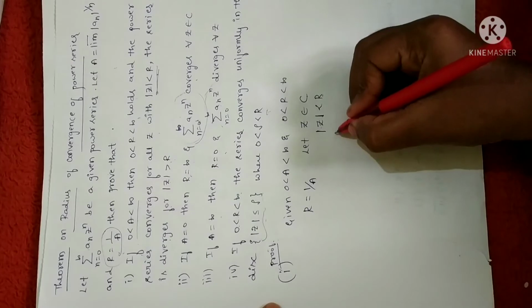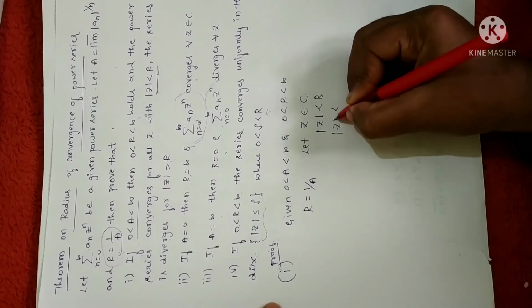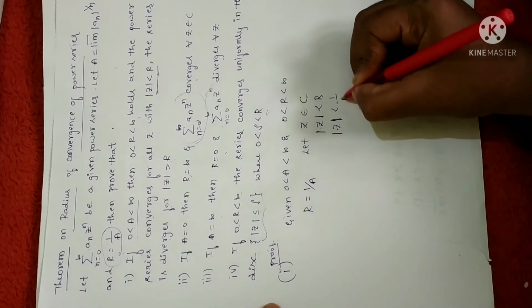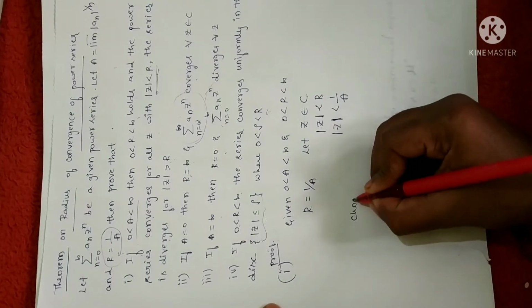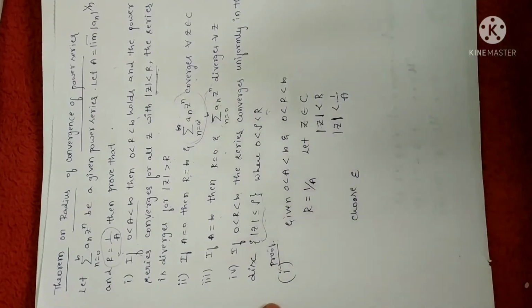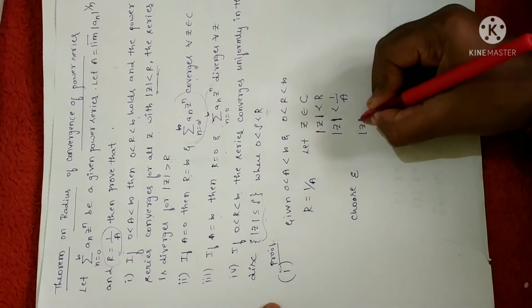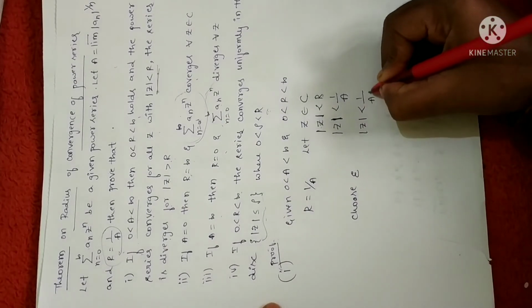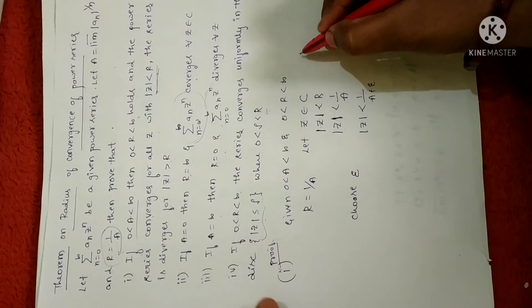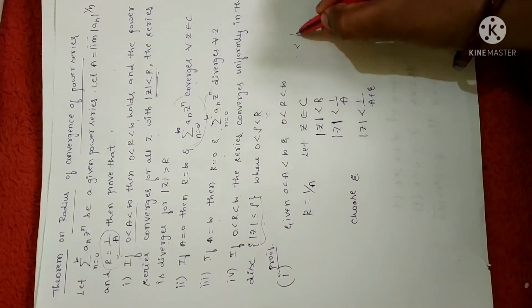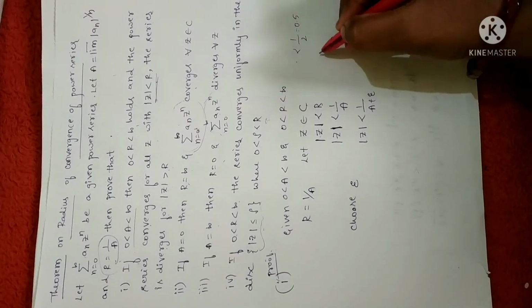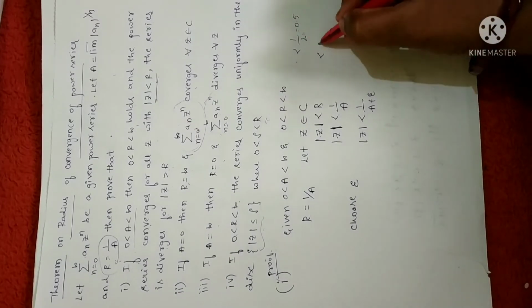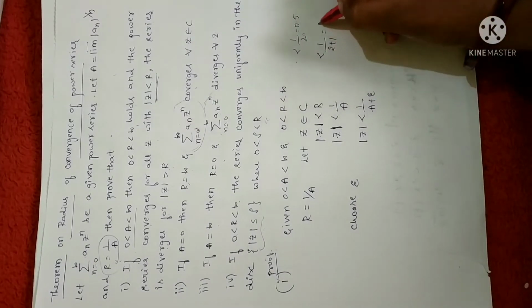Now mod z is less than r can be replaced by 1 by a, as it is given in the statement. Now let me choose a small arbitrary number, say epsilon, in such a way that mod z is less than 1 by a plus epsilon. Meaning, suppose some value is less than 1 by 2, in the sense it is less than 0.5, then if you are adding some small quantity, say 2 plus 1, it is 1 by 3. So we are dividing it further.